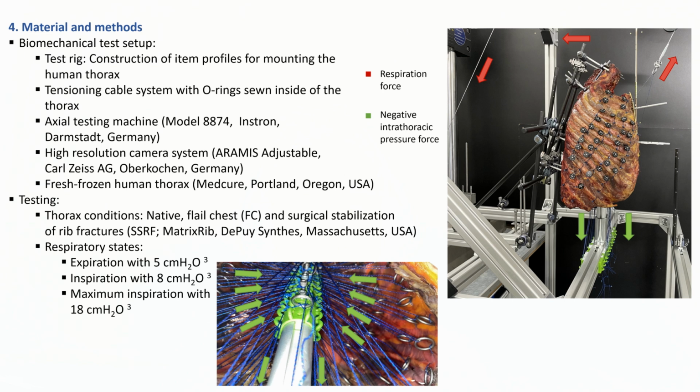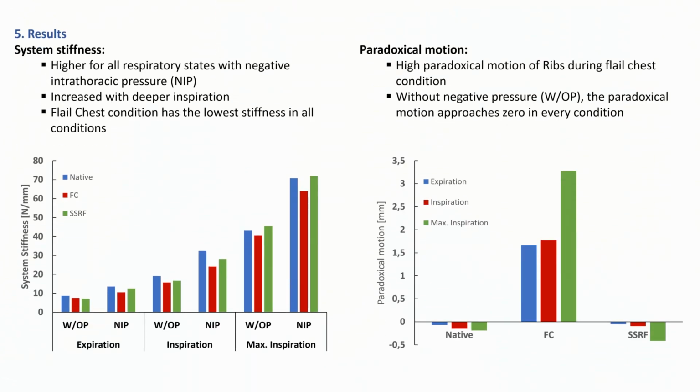Tests are performed in the following conditions: native, flayed chest, and surgical stabilization of rib fractures. The parameters that were analyzed were the system stiffness resulting from the force and distance of the testing machine, as well as the paradoxical motion of the ribs recorded by the camera system.